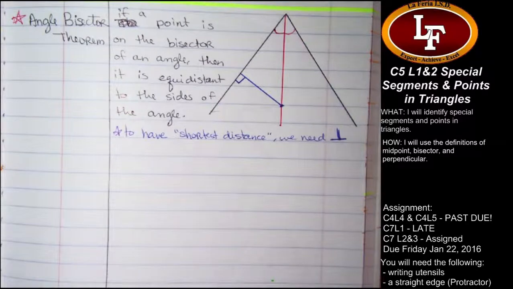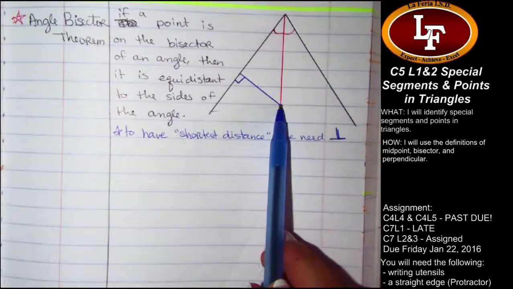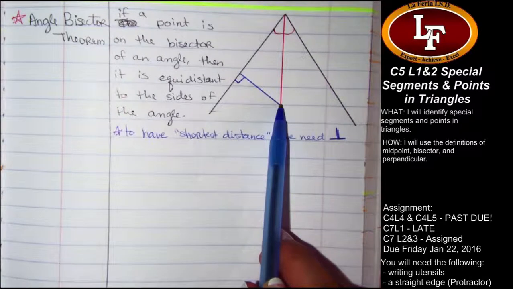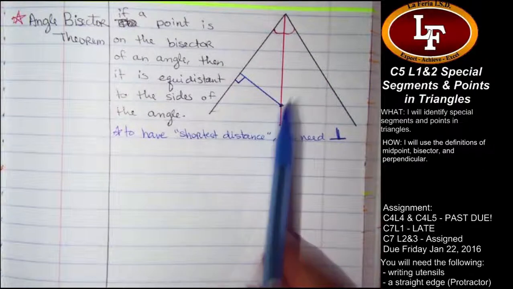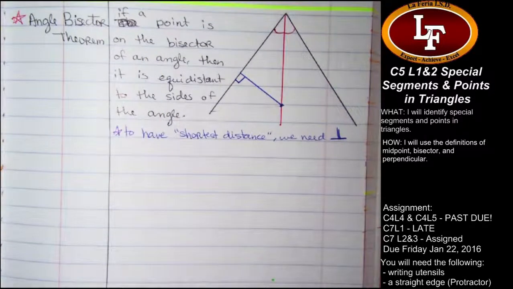Yes? Where did you get the point? You put it anywhere you want. It doesn't matter where that point is, as long as it's on the angle bisector. This point right here? Anywhere you want on the angle bisector. You get to make it up. You go, I like this point, and you put a point there. And that's the point you're using. Okay? Because our theorem just says if a point, doesn't say a specific one, just one of them. And there's lots to choose from, so you get to choose.